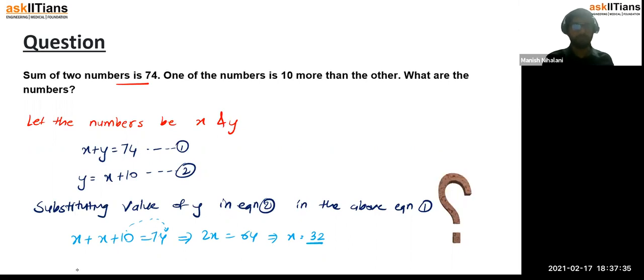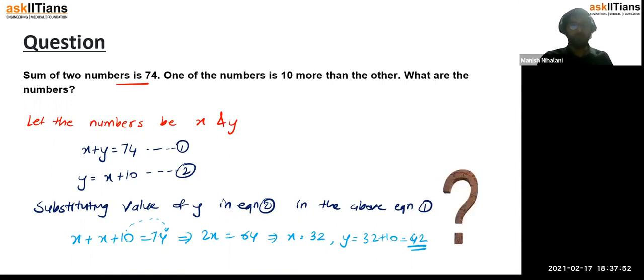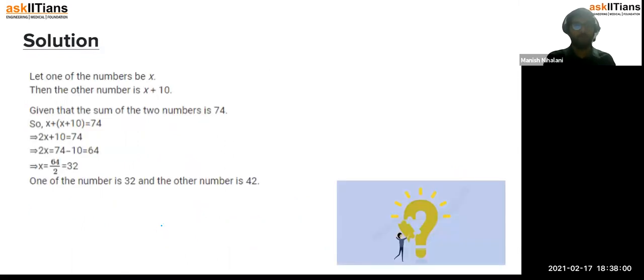So one of the numbers is 32, the other number you have to find out. So you would say y is equal to 32 plus 10, which is 42, right? So the numbers are 32 and 42, because 32 and 42 also add up to 74, right? So one of the numbers is 32 and the other number is 42.